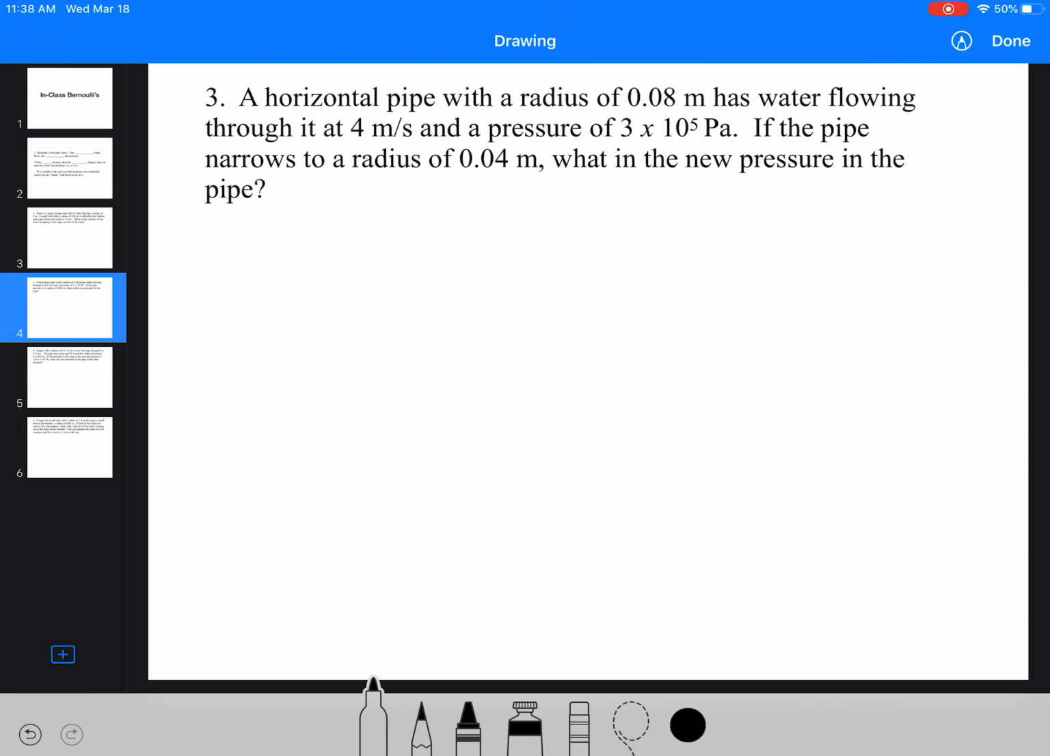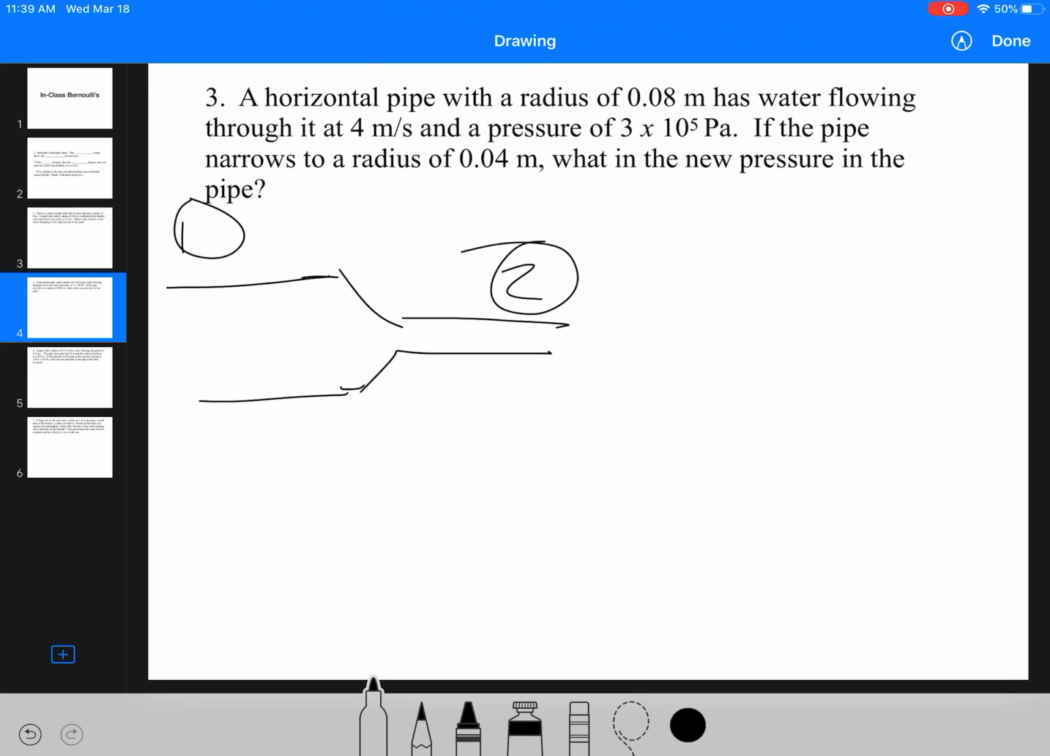So when we go through, this is number 3 on the in-class worksheet, a horizontal pipe. I would strongly encourage that as you're doing these, we go through and draw pictures. So we have a pipe that gets smaller, and we have location 1, and we have location 2. Now we have a radius at location 1 and a radius at location 2. Things you're going to want on your picture are P1s, R1s, V1s, and H1s. You're going to want R2s, P2s, V2s, and H2s.